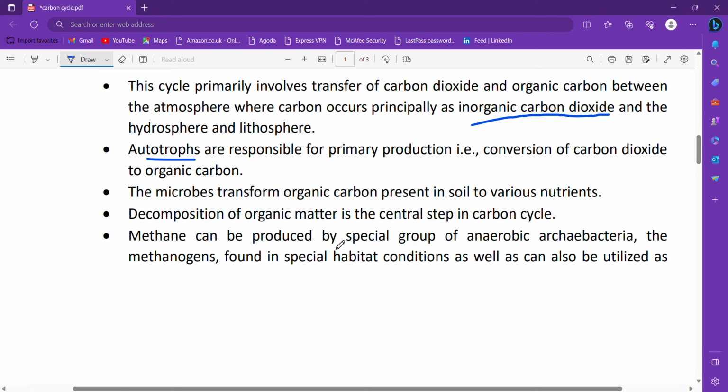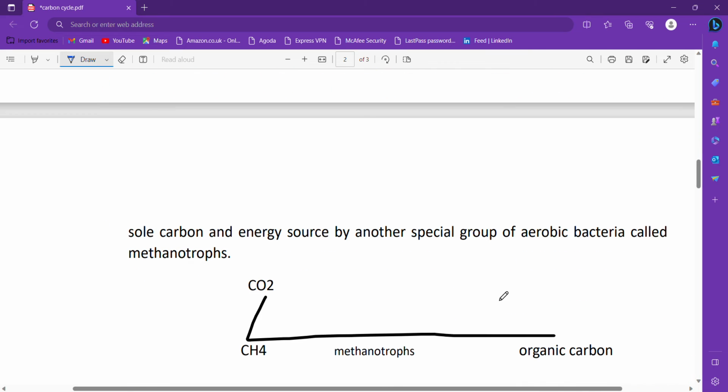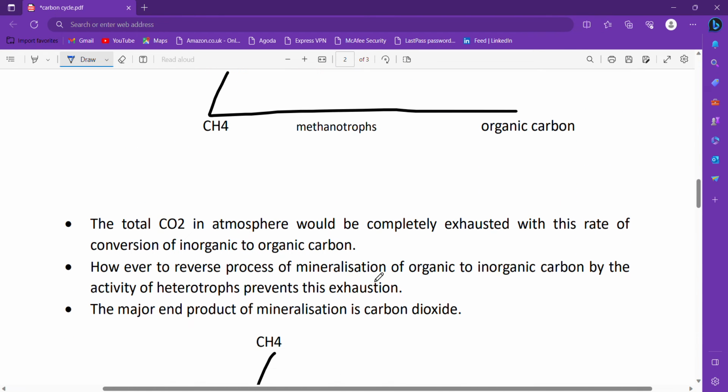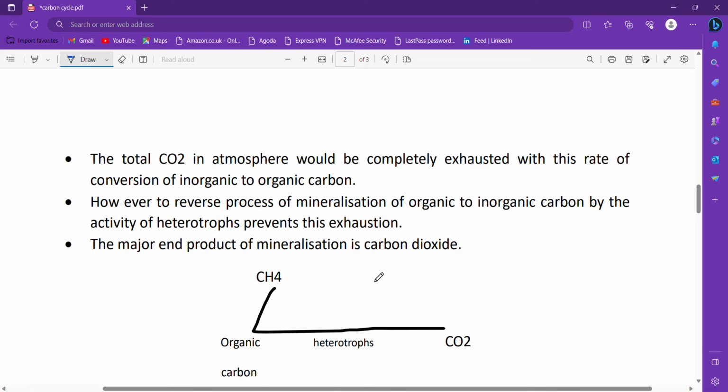Methane can be produced by a special group of anaerobic archaebacteria, that is methanogens, found in special habitat conditions, and can also be utilized as the sole carbon and energy source by another special group of aerobic bacteria called methanotrophs. Here you can see carbon dioxide is converted to CH4, that is methane, by methanotrophs, and organic carbon is released. This process is repeated various times in the atmosphere so that we can use that carbon.